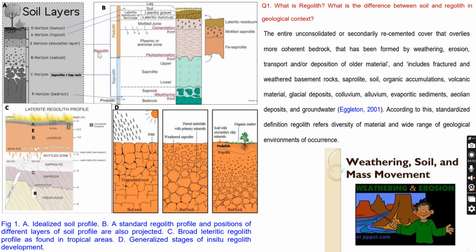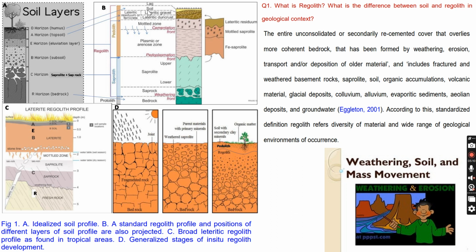So regolith comprises pedolith, saprolith, and protolith. Okay, so the topmost part is called pedolith, then saprolith, then protolith. These three terminologies must be understood.